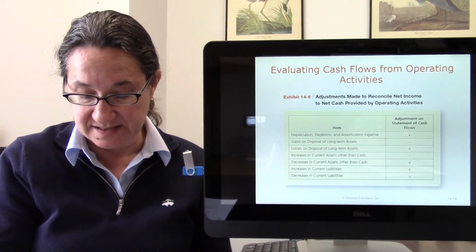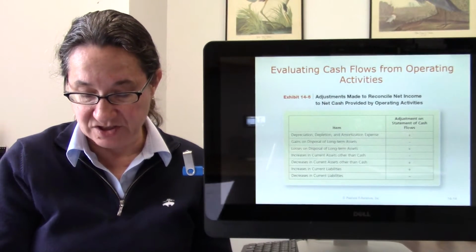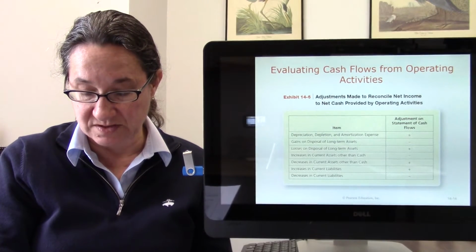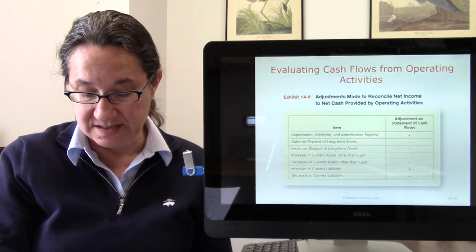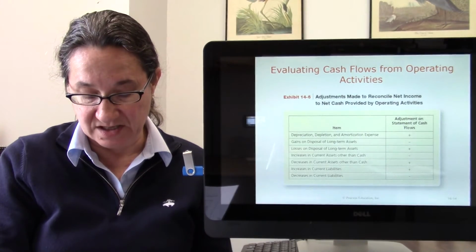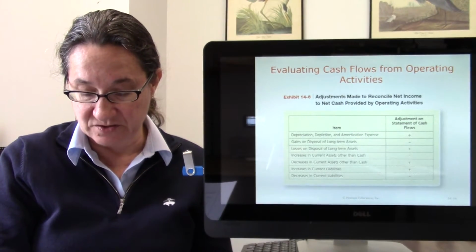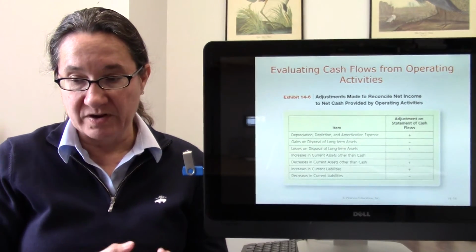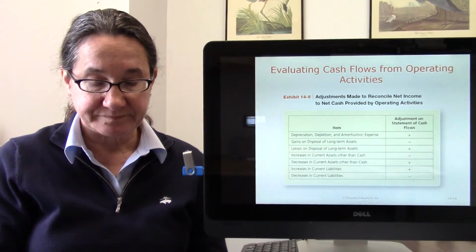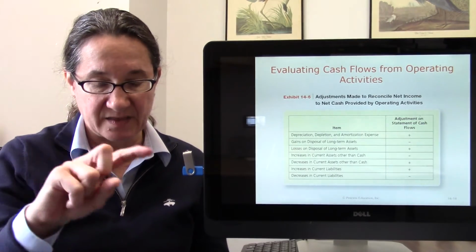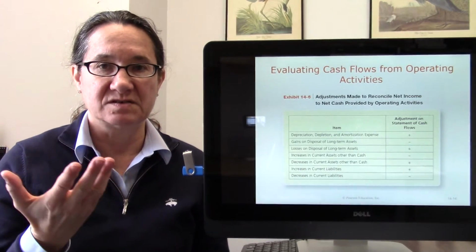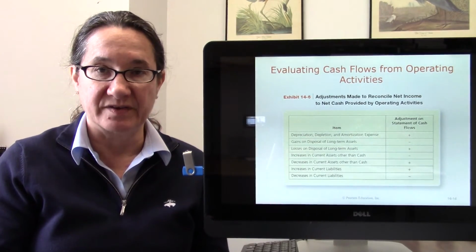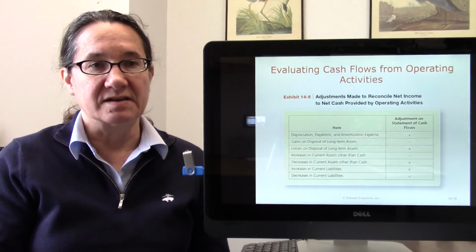Four, when current assets increase, treat that as a use of cash and subtract it. When current assets decrease, consider it a source of cash and add it. When liabilities increase, we treat that as a source of cash and add it. When liabilities decrease, we treat that as a use of cash and subtract it. So all we're doing is going back through the balance sheet, seeing how things changed, and whether that was a use of cash or we got some cash, and adding or subtracting it. It tells us how our operations went. All right, so that's the indirect method.